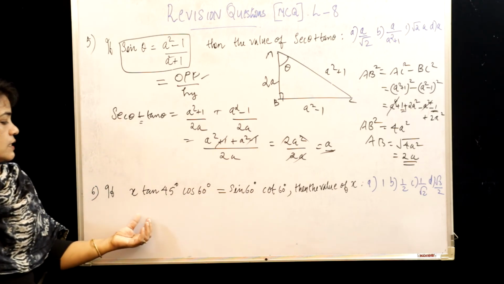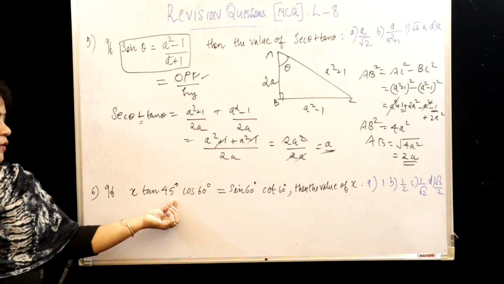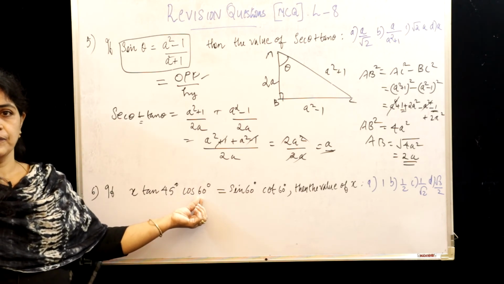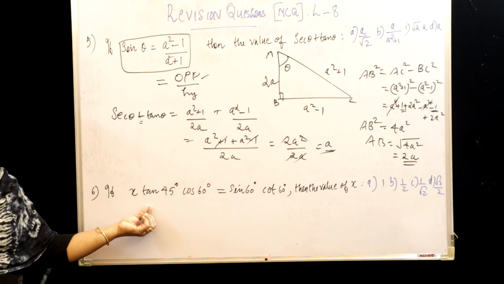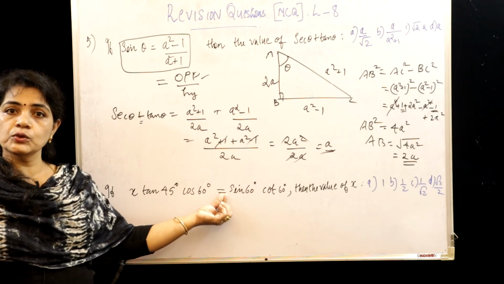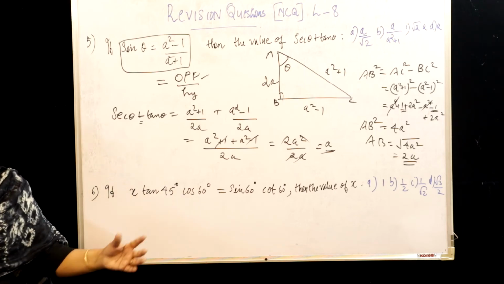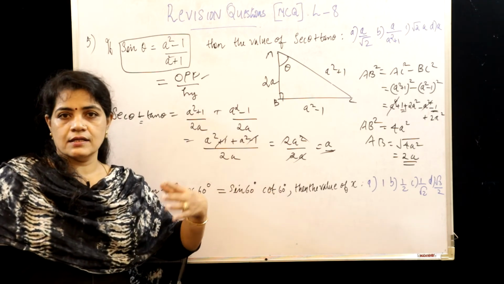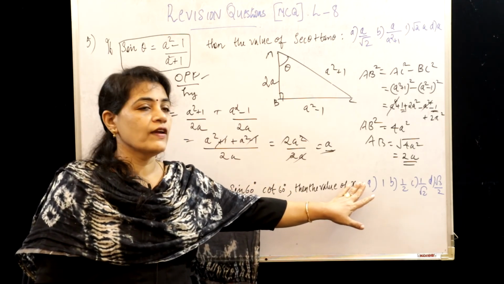Now the sixth question. If x into tan 45 into cos 60, that is, we should know the values of tan 45 and cos 60, is given as equal to sin 60 into cot 60, this LHS is equal to this RHS. If so, what will be the value of x?